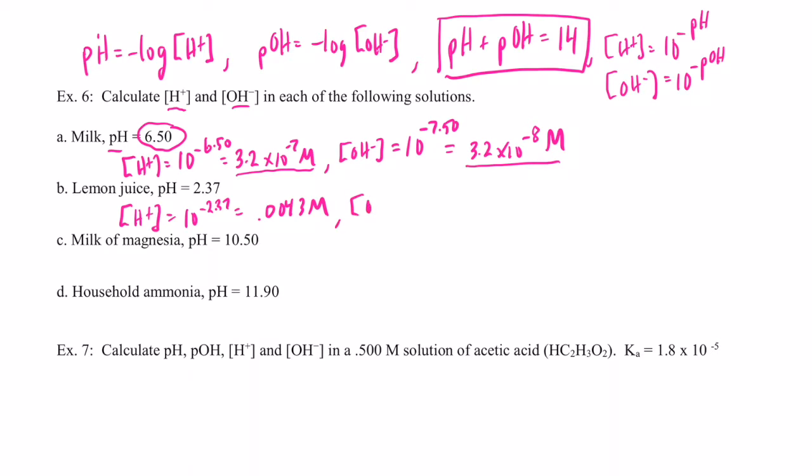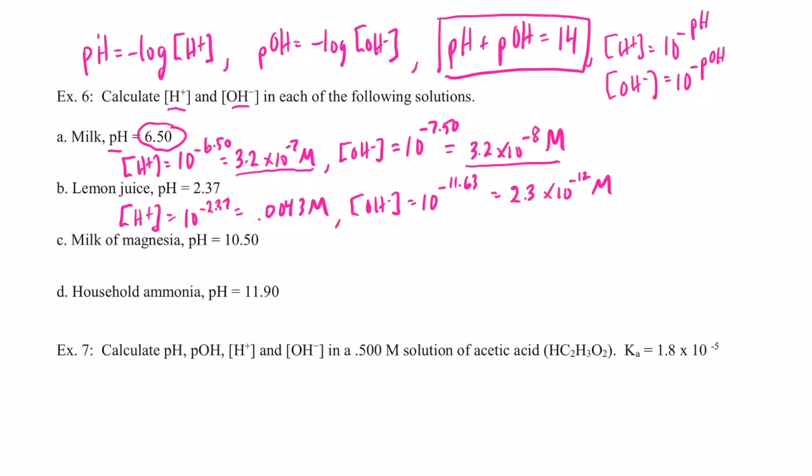The hydroxide concentration, well, let's see. We have 14 minus the pH, 2.37, gives me the pOH of 11.63. So we're going to go 10 to the negative 11.63 for the hydroxide ion concentration. So 10 caret key negative 11.63 gives me a hydroxide ion concentration of 2.3 times 10 to the negative 12 moles per liter.